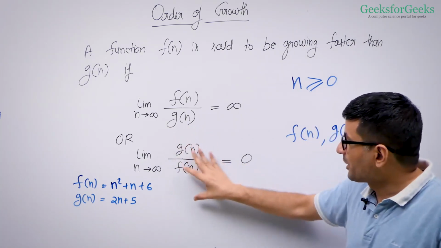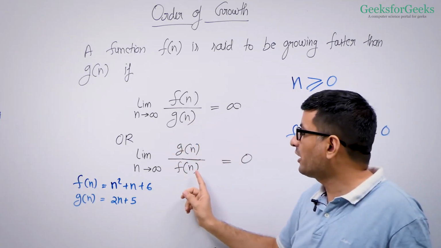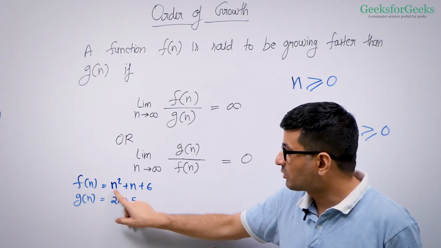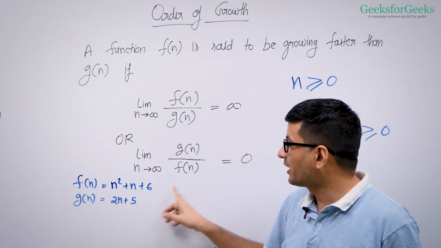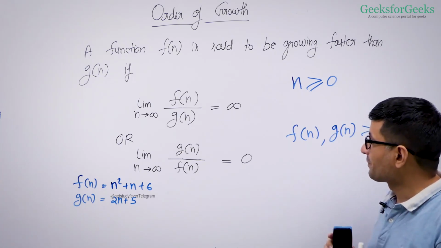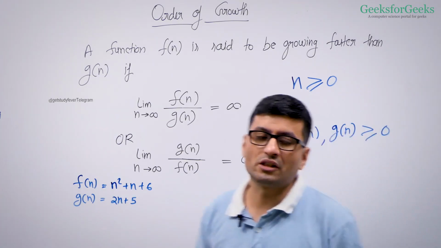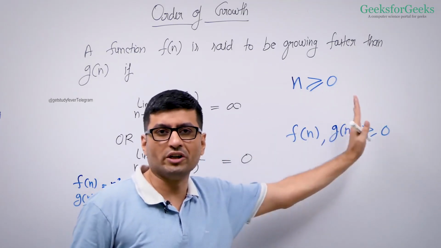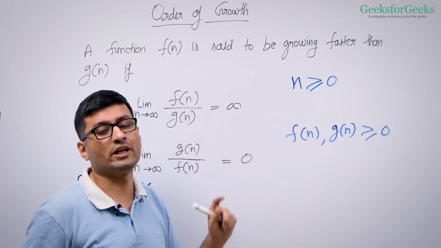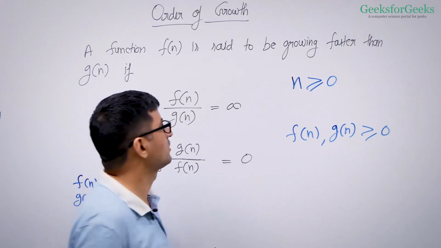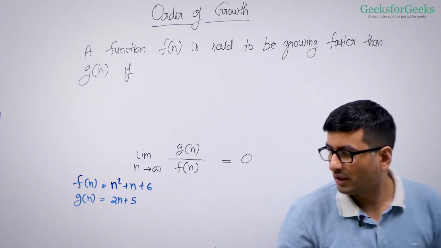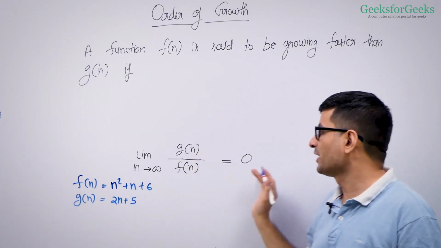So I'm going to use this expression to prove that the order of growth of f(n) is higher. I've taken this example, n square plus n plus 5 and 2n plus 5, and I'm going to use this expression to show that f(n) is growing faster. And please remember, all this discussion is under these assumptions: the first quadrant of the 2D coordinate system, where n is greater than or equal to 0, and f(n) and g(n) are also greater than or equal to 0. They are mainly positive functions. So let's compute the value of this expression, g(n) divided by f(n), when n tends to infinity.